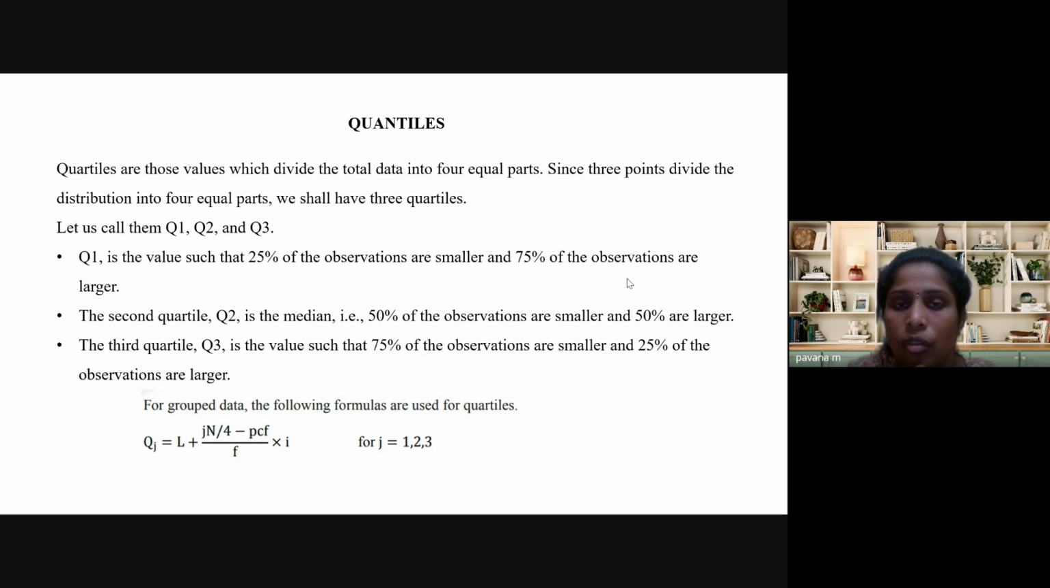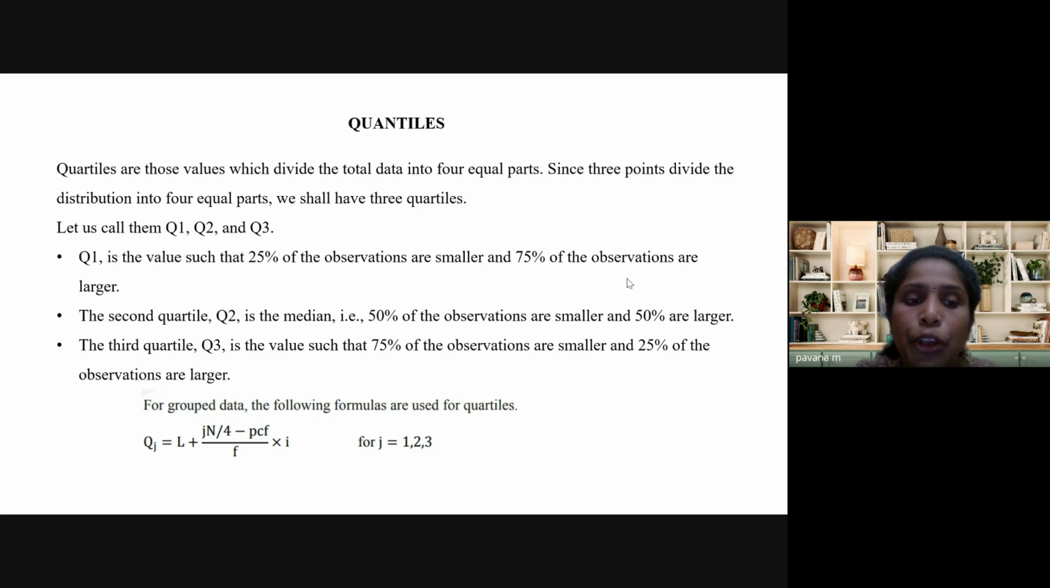Suppose you draw a straight line and want to divide it into four parts, then you have to put 3 points. With the 3 points, you can draw straight lines across them, and then you can divide that line into four parts. So that's why in quantiles, the data is divided into four parts. For dividing it into four parts, you need 3 points, and those 3 points are Q1, Q2 and Q3.